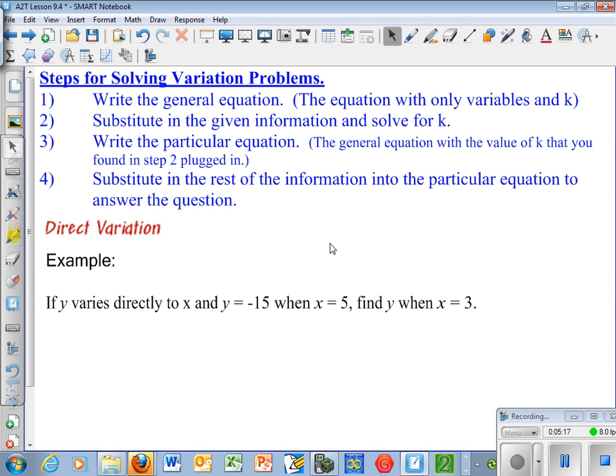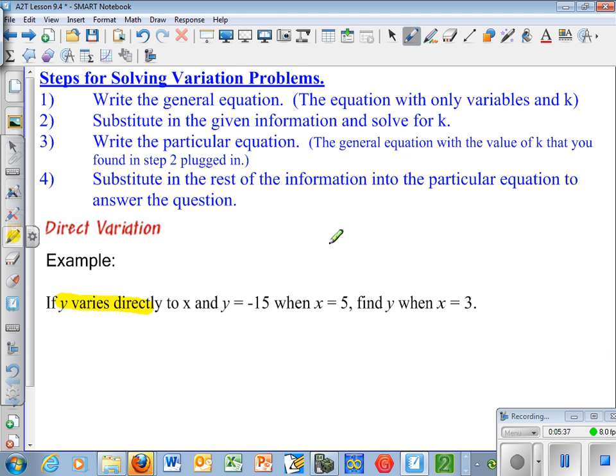So we're going to figure out k in step 1, well actually after we do 1 and 2. The general equation, so putting the x and y, or x, y, and z if it's joint variation, back in, the value of k plugged in, and then substitute the rest of the information to answer the question or find what they're asking you to find. So it's pretty straightforward here.